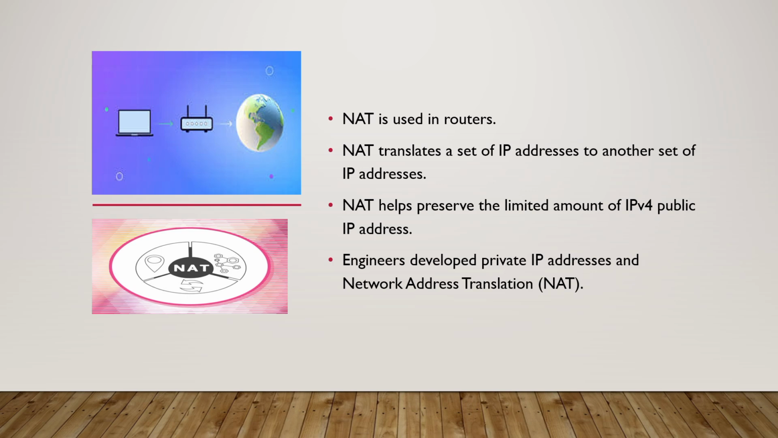Engineers developed private IP address and network address translation. One public IP address is needed to access the internet, but we can use private IP addresses in our private network. The idea of network address translation is to allow multiple devices to access the internet through a single public address. To achieve this, a private IP address must be translated into a public IP address.